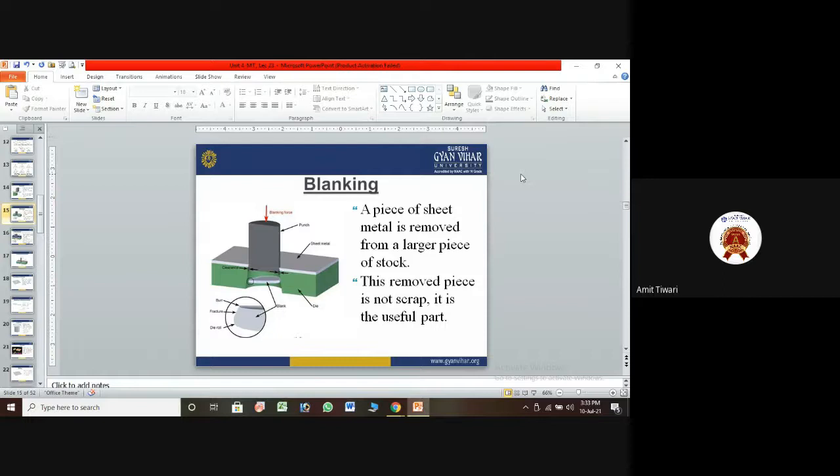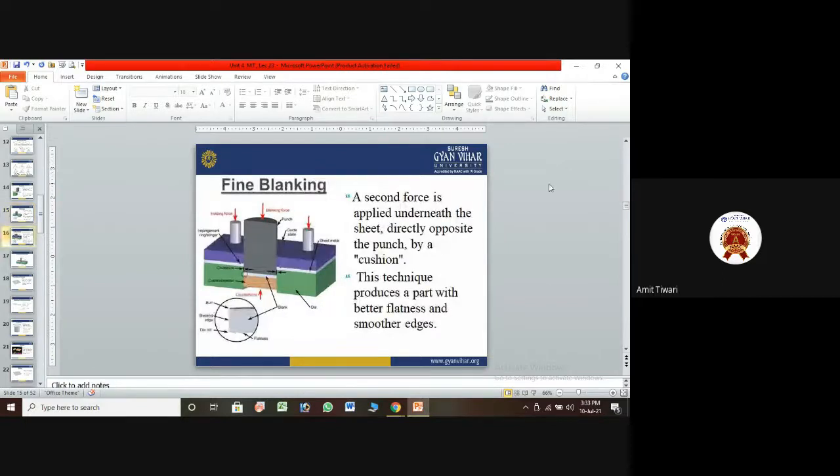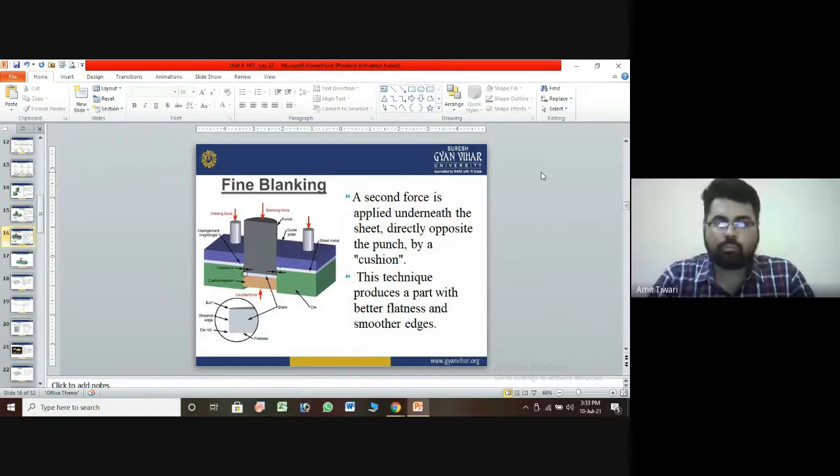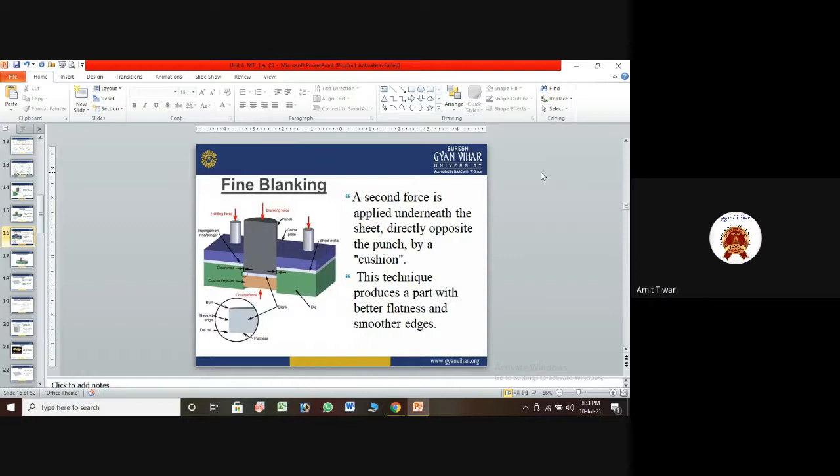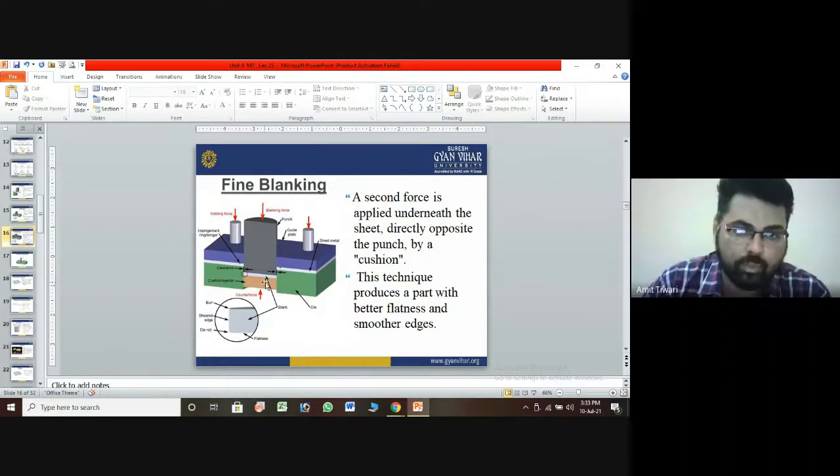Okay, now the next one is fine blanking. What is fine blanking? In fine blanking, a second force is applied under the sheet, directly opposed to the punch, by clamping, and this technique produces a part with better flatness and smooth edges. You can see that fine blanked parts are formed by applying the die from this section like this.